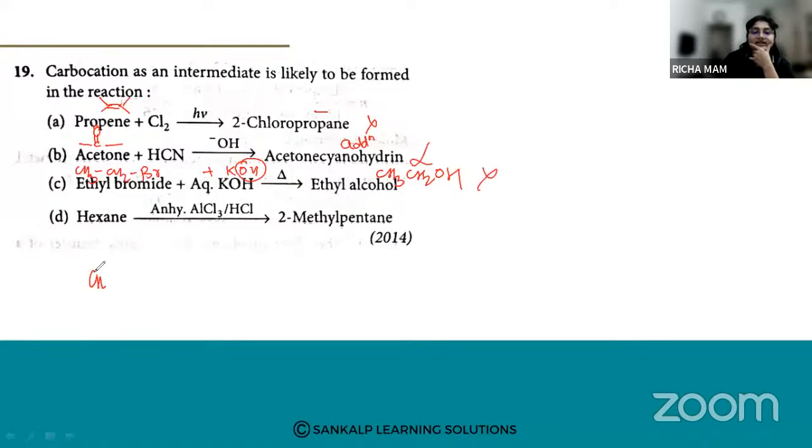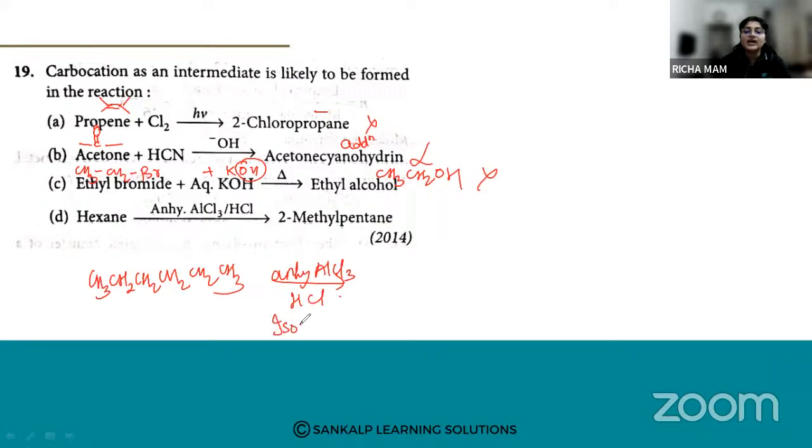Hexane, what is hexane? A carbon system with 6 carbons, right? This is a hexane molecule. When you treat the hexane molecule with anhydrous aluminum chloride, AlCl3, in the presence of HCl, it undergoes isomerization. What do you mean by isomerization? The molecular formula remains the same.